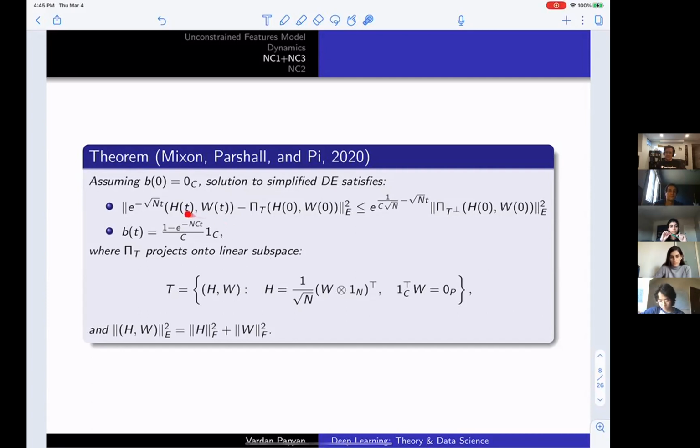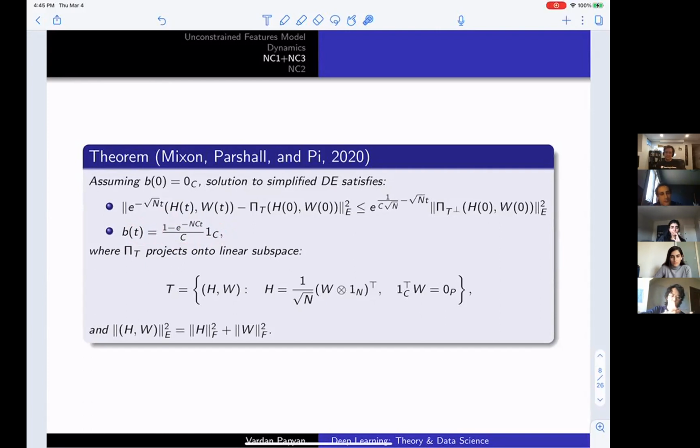So let's start with the second property because it's easy. The second property says that the bias as a function of t is equal to this very simple equation. Why is this a simple equation? Because this is a ones vector multiplied by a scalar, and the scalar is just some simple function of t. Now, the first bullet is a bit harder to digest.